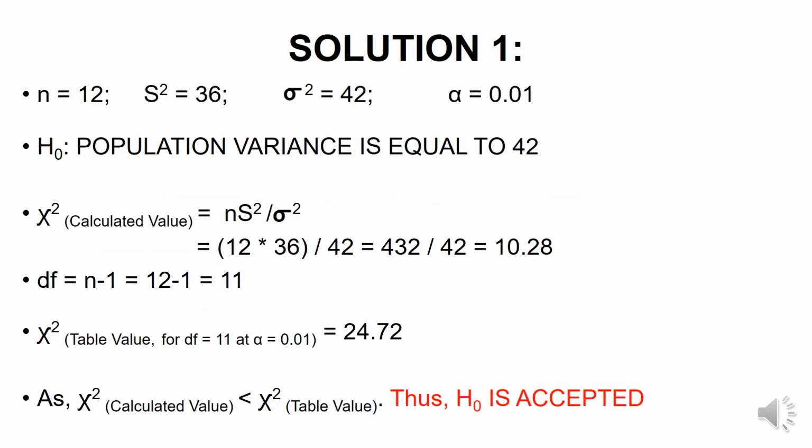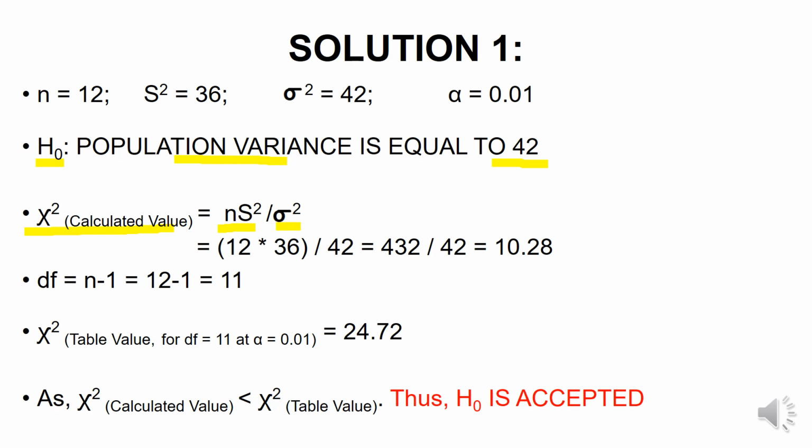Continuing with the solution of this numerical, students, we'll firstly frame the null hypothesis, and for your reference, the null hypothesis is abbreviated as H0. So we'll frame the null hypothesis for this numerical, that is, the population variance is equivalent to 42. Further, we'll calculate the value for Chi-Square using the formula, that is, n times the sample variance in the numerator divided by the population variance.